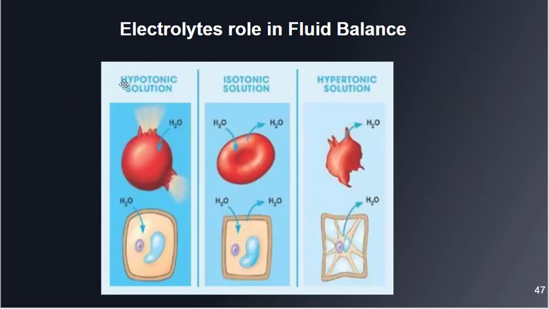So these electrolytes help maintain the correct water balance, making sure our cells remain healthy in this isotonic state. If we have too much water and not enough electrolytes, we could end up with a hypotonic state, and we can see that's going to damage the cells, they'll burst. Or if we've got too much electrolytes and not enough water, we can end up in a hypertonic state, and here we can see the cells are dehydrated.